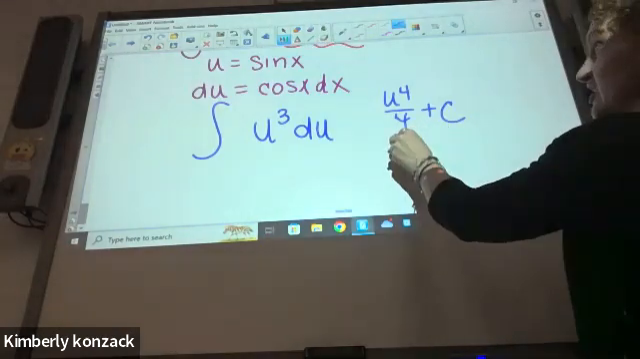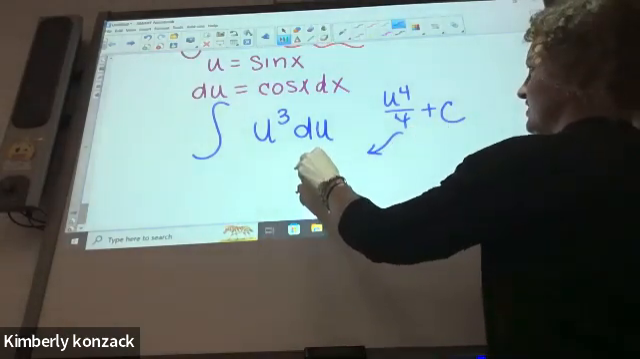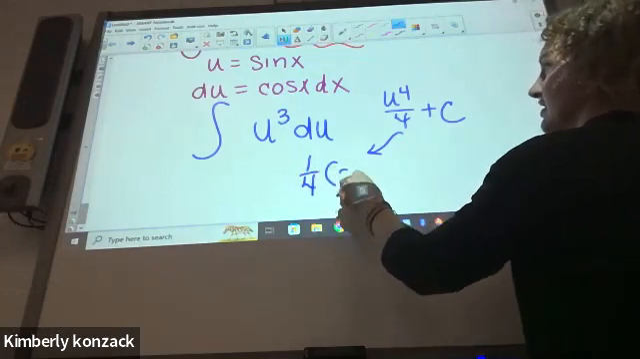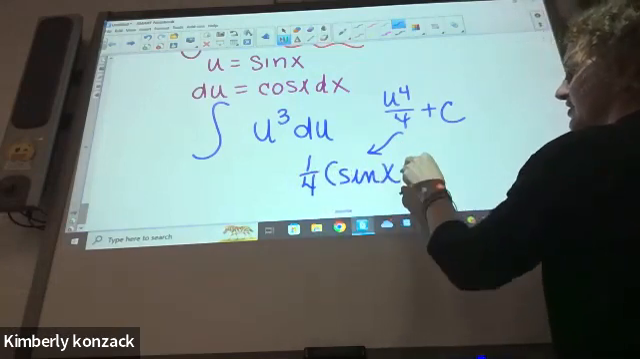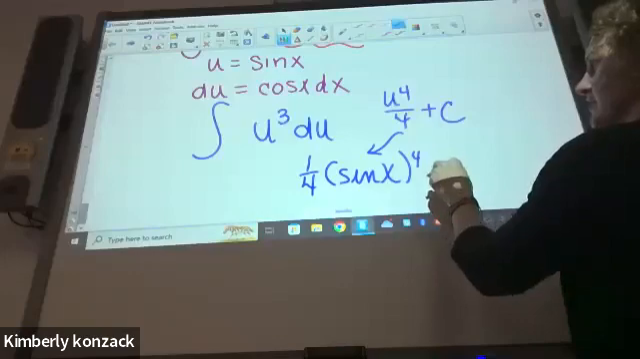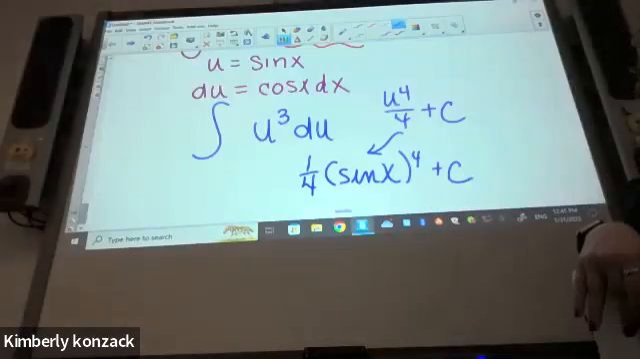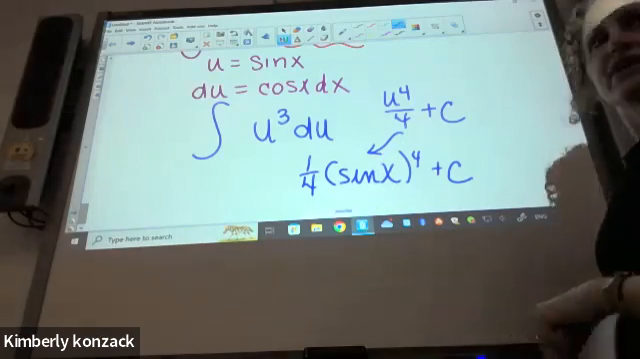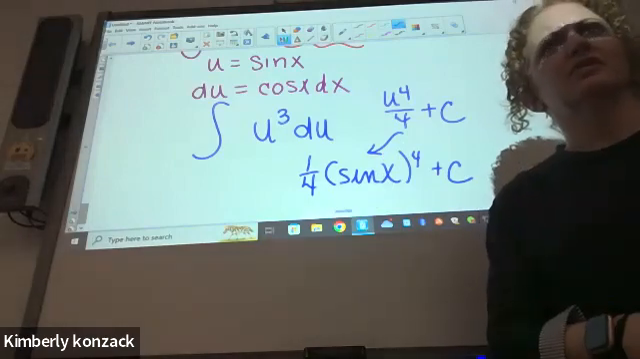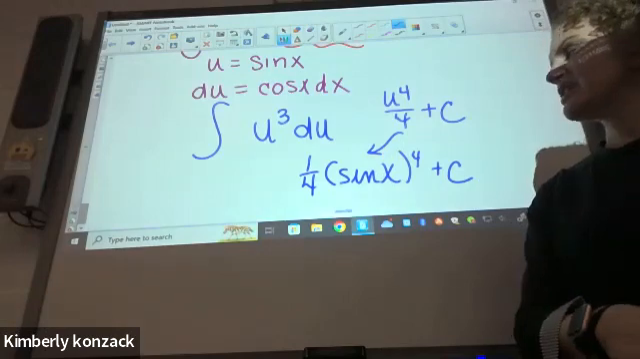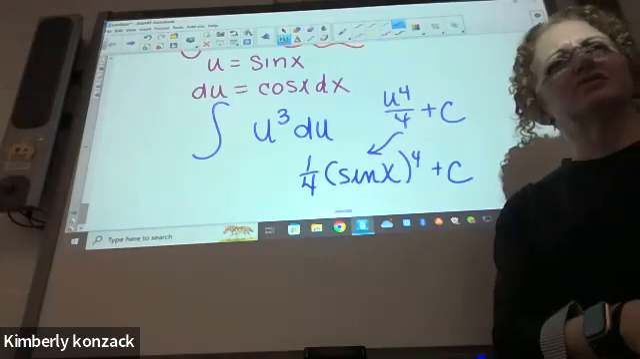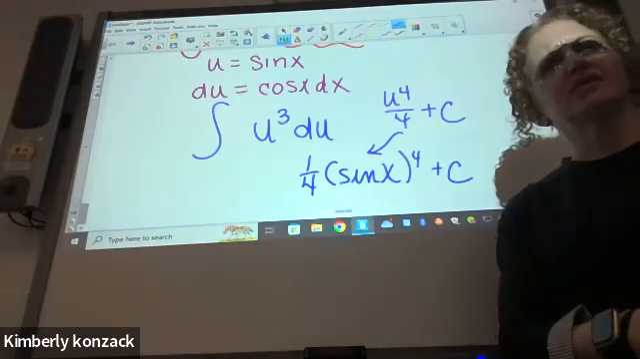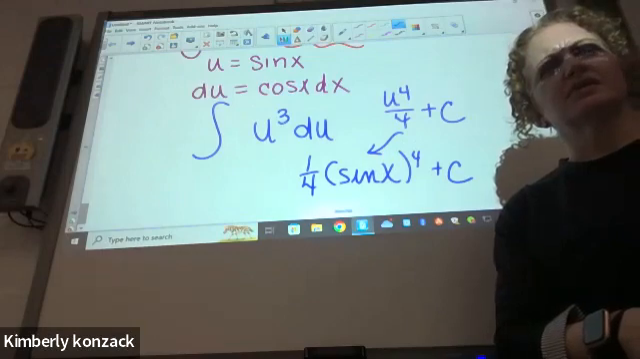Okay, so then over here, what do we say, Talia? It was 1/4 sine x to the 4th, plus c. Good. Or you could just do sine to the 4th x. Right, but I just did sine x to the 4th over 4. That's fine. Which way did you do?